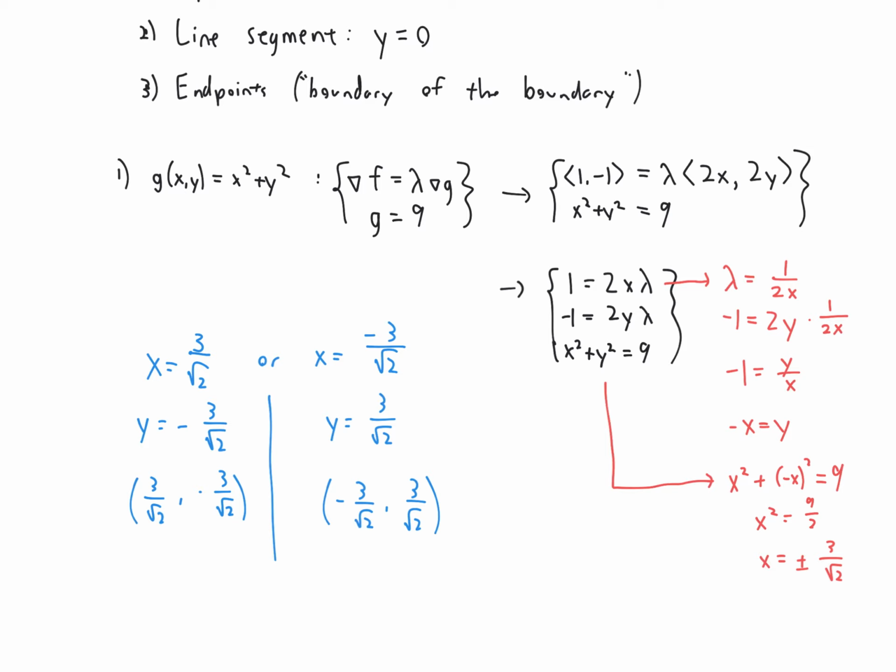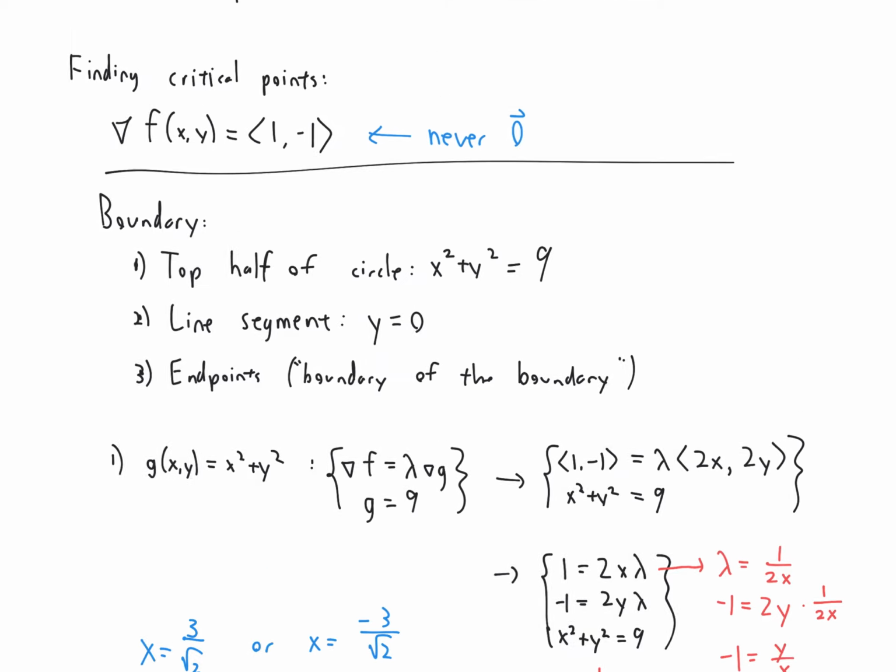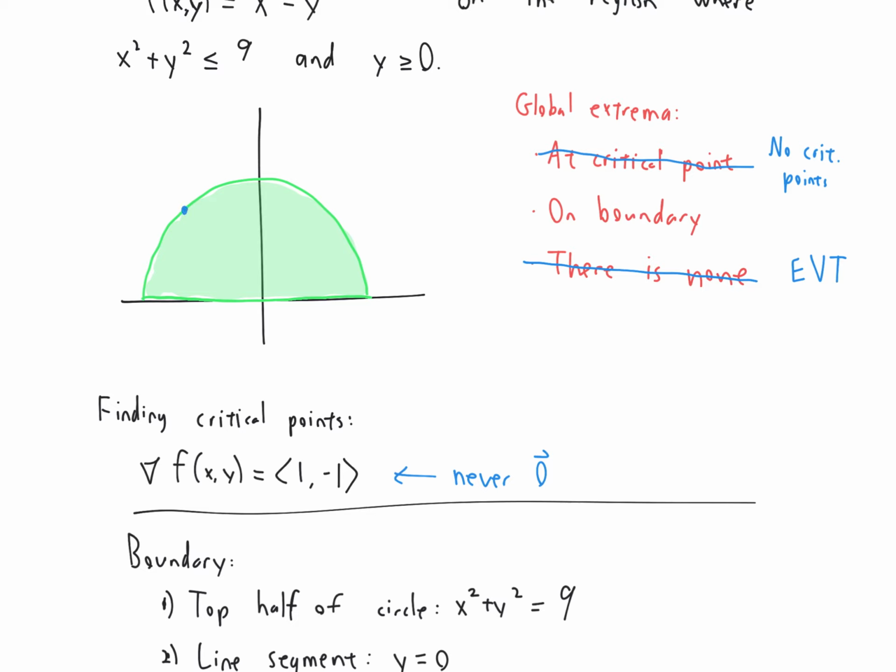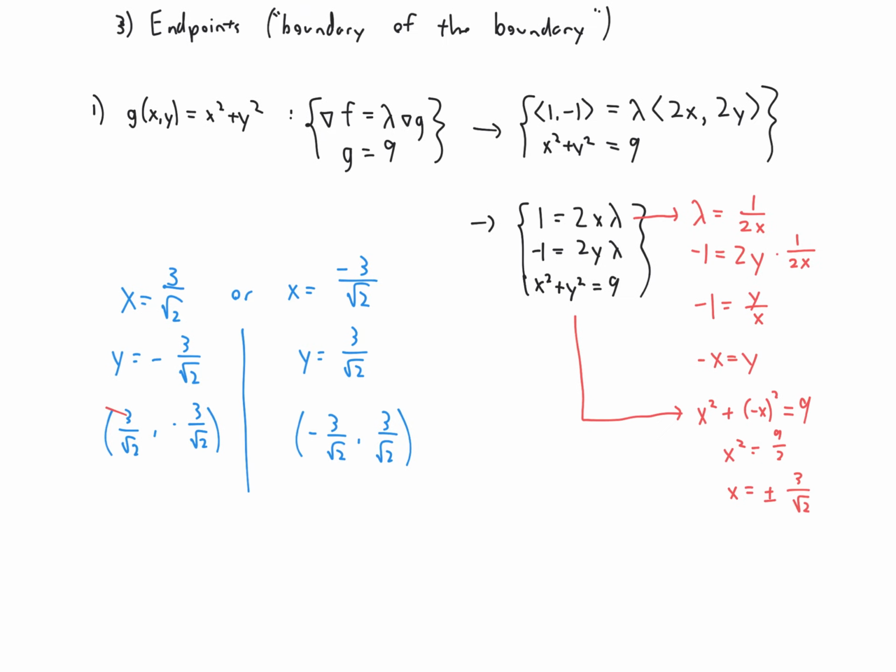Let's go back to the picture so we can see where these points are along the curve. I'll draw the first point, where x is negative 3 over root 2 and y is positive 3 over root 2. It's about here. But then we realize the other point is along the circle where x squared plus y squared equals 9, but it's not along this semicircle, so I don't actually need to include it. I'll eliminate that one from consideration.